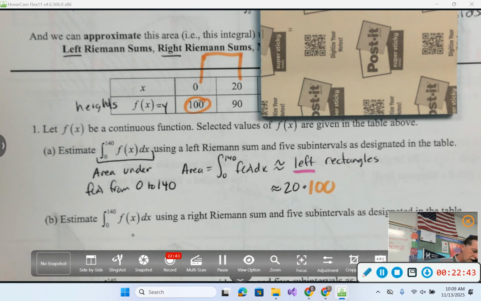That's my first rectangle. All right, my next rectangle will go from 20 to 30. Let's start picking on people. So I need a base and a height.